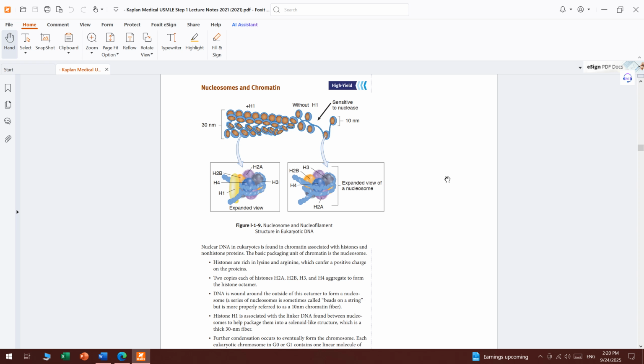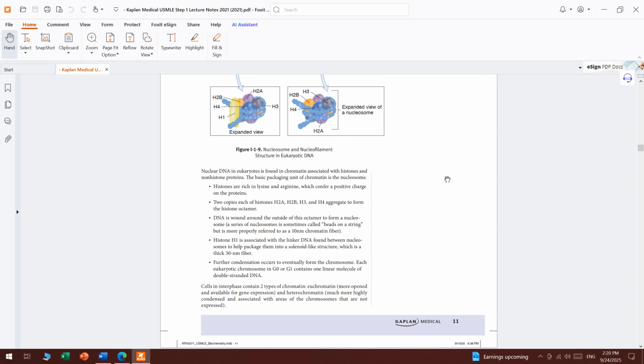This 30 nanometers fiber undergoes even further levels of condensation, forming large loops that are attached to a protein scaffold, and then coiling and folding to eventually form the highly compact structure of a visible chromosome. Each eukaryotic chromosome in the G0 or G1 phase of the cell cycle typically contains one linear molecule of double-stranded DNA.